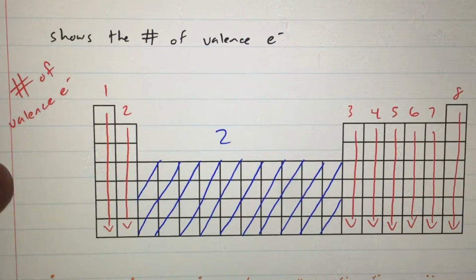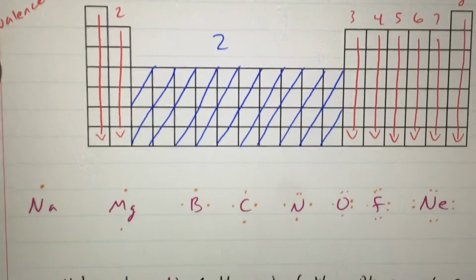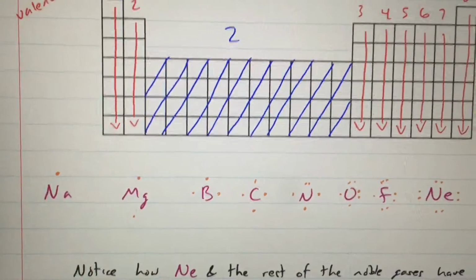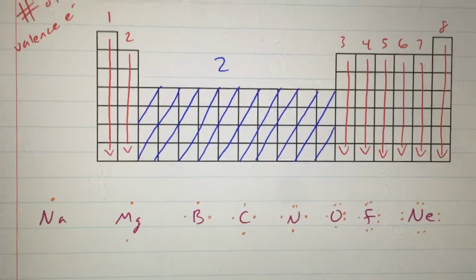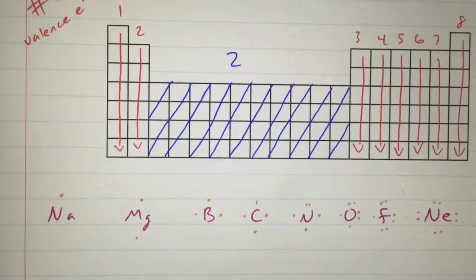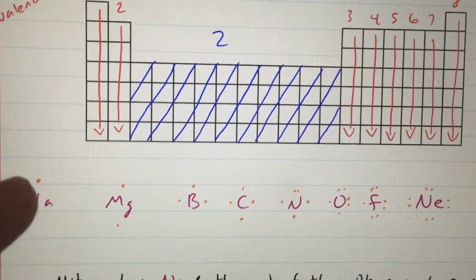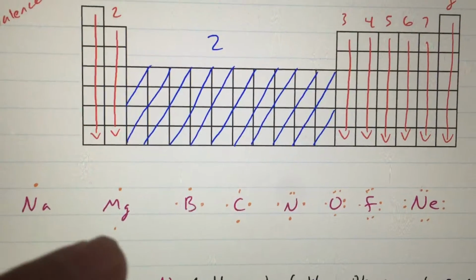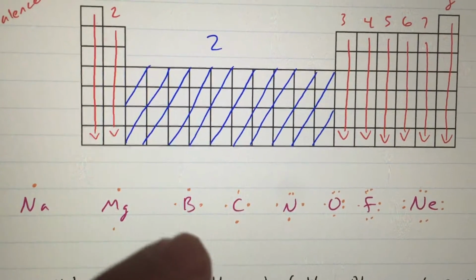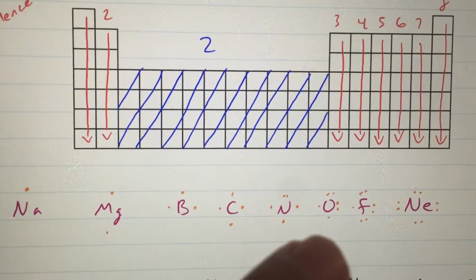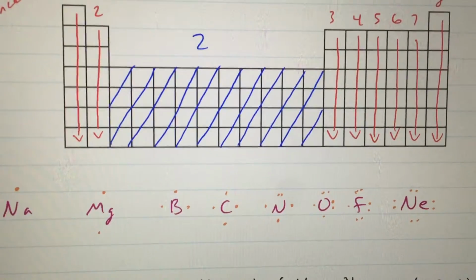So let's show this using Lewis dot symbols. For Lewis dot symbols, you put the element and then you put however many valence electrons it has around the element. So sodium, because it is in group 1, has 1 valence electron, so we only put 1. Magnesium has 2, boron has 3, carbon 4, nitrogen 5, 6, 7, and 8 for neon.